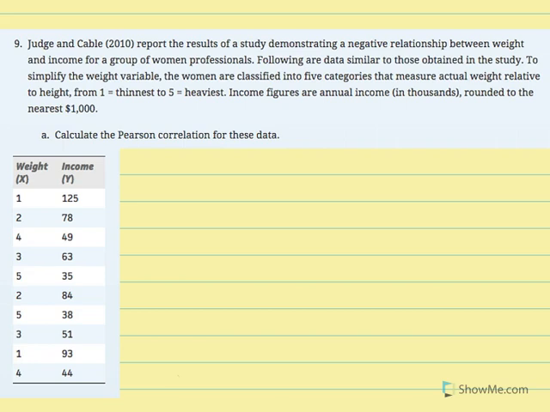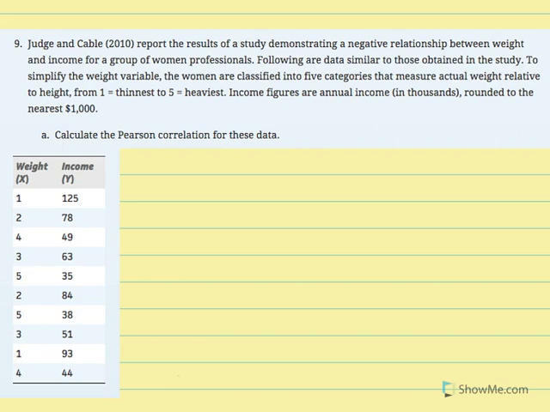Researchers report the results of a study demonstrating a negative relationship between weight and income for a group of women professionals. Following are data similar to those obtained in the study. To simplify the weight variable, the women are classified into 5 categories that measure actual weight relative to height, from 1 thinnest to 5 heaviest. Income figures are annual income in thousands, rounded to the nearest 1,000. We're asked to calculate the Pearson correlation for the data.